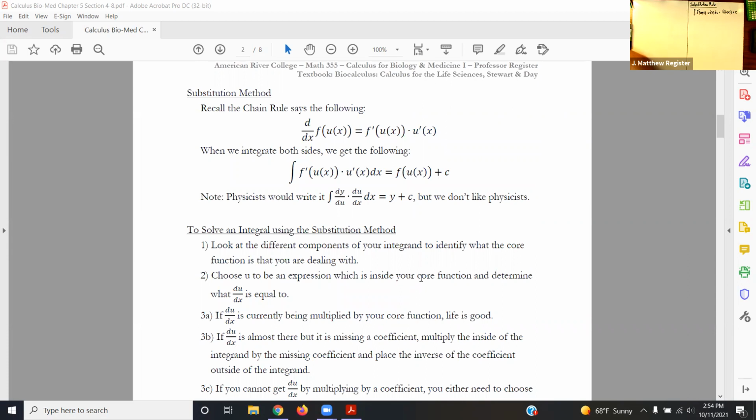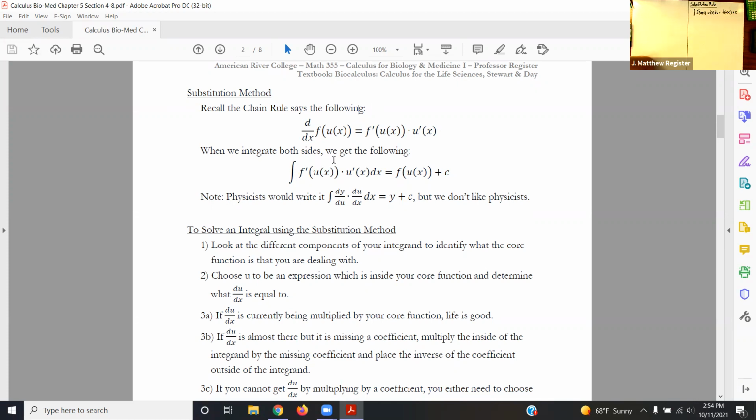The first technique is the substitution method. The substitution method is really doing the chain rule backwards. If you remember, the chain rule says that if you have a function inside of a function, and in this case, u of x is a function which is inside of the function f, then in order to take the derivative of it, we would take the derivative of the outside function, so the derivative of f, and then multiply that by the derivative of the inside function.